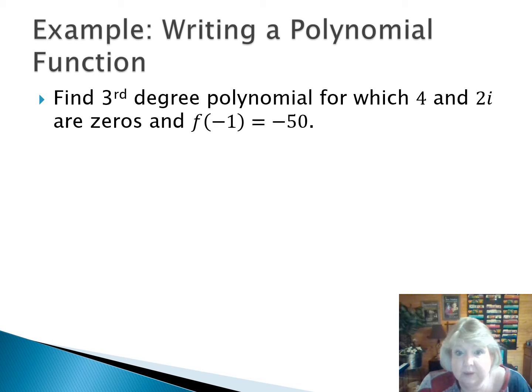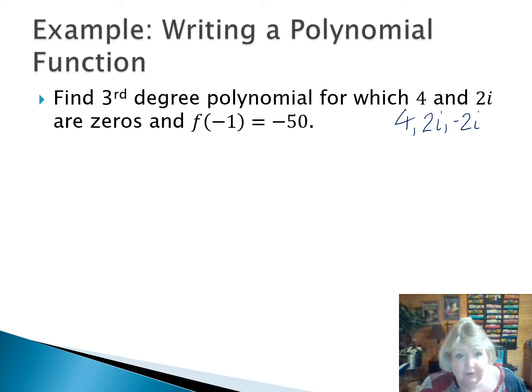Let's suppose that we need a third-degree polynomial for which 4 and 2i happen to be zeros and f of -1 is -50. I'm going to focus first only on the zeros, and I'm going to recall that complex solutions show up in conjugate pairs. So I do in fact have all three of the zeros that I need. I have 4, positive 2i, and negative 2i, because the conjugate pair must be there.